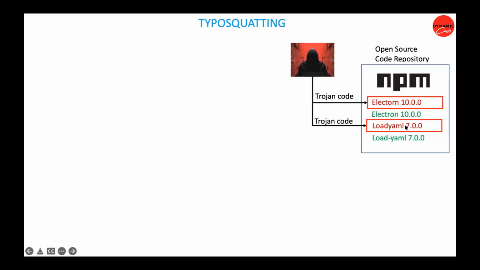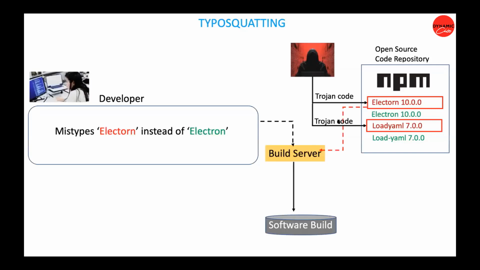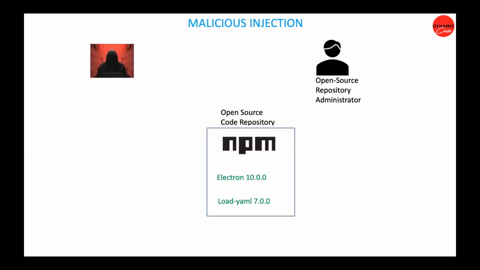Now, after you put this thing, it is now waiting there. Some developer is definite to mistype. Instead of Electron, types Electorn, which is very, very common, right? The moment he types this, the build server looks not for Electron, but Electorn, and brings the Trojan one into the thing and makes that software, right? So the software has got a Trojan in it, and that goes to the customer. That's a typosquatting attack.